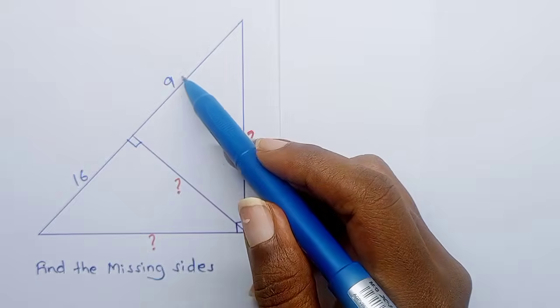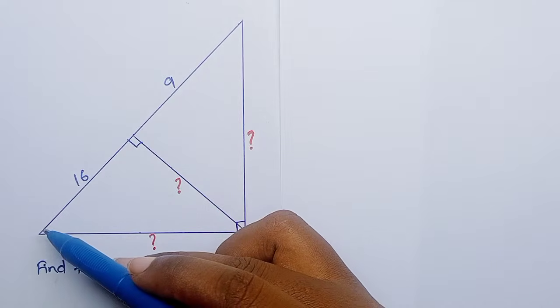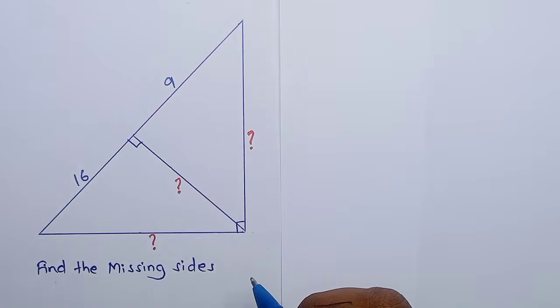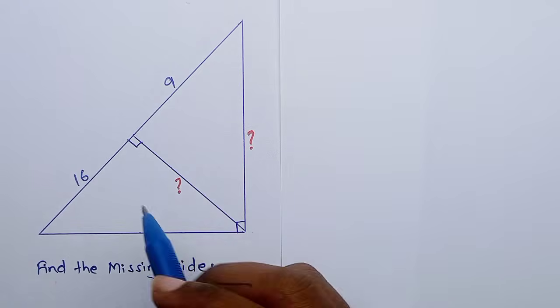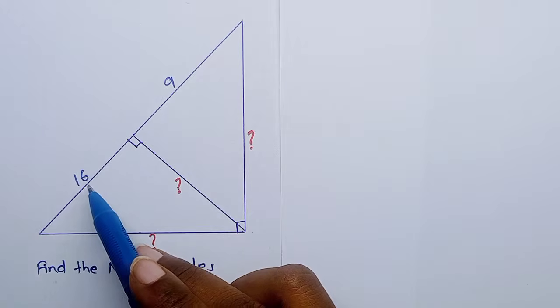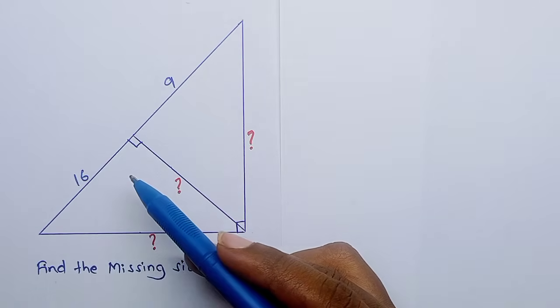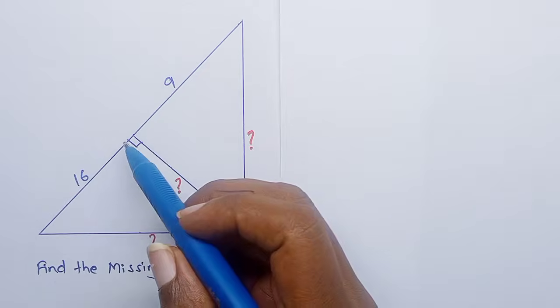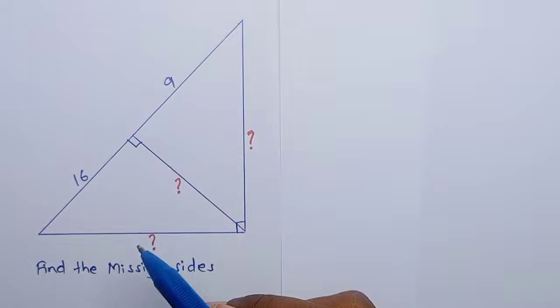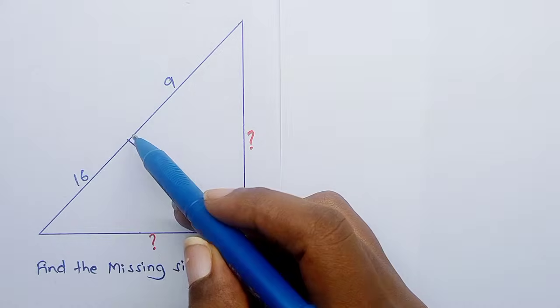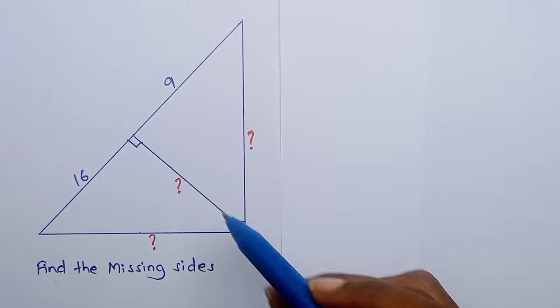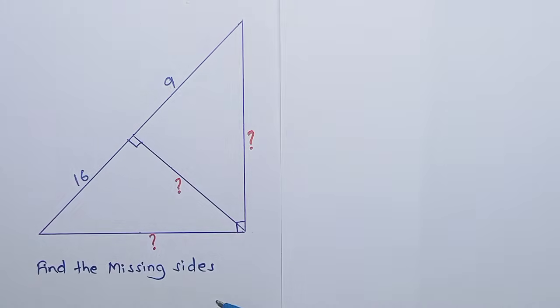Well, from here to here is 9, and from here to here is 16. Do not mind about the scaling. The drawing is not to scale. So don't say it doesn't look proportional. So from here to here is 16, though this looks longer than this, but you get the concept. So from here to here is 16, and from here to here is 9. So we are required to find the length of this side, and then the length from here to here, and this length or the height of this outer triangle.